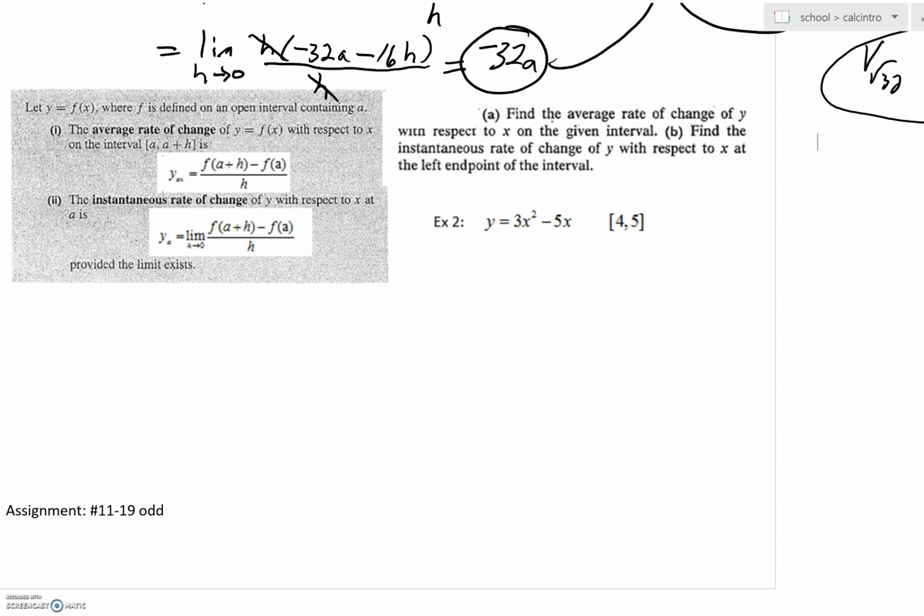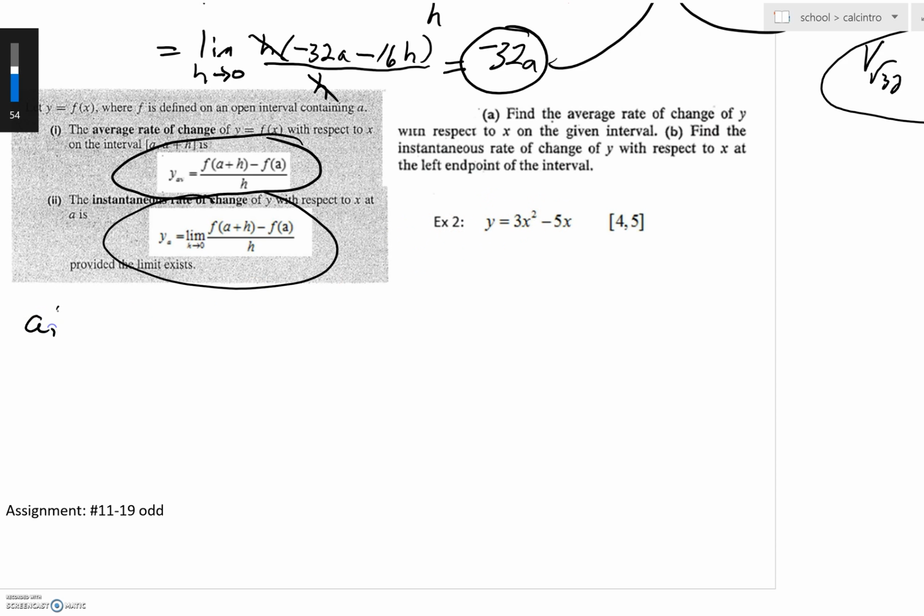Let's very quickly just continue on here. The average rate of change was the secant line slope that we have here. Instantaneous rate of change has this limit. So let's see if we can punch this out right here. It says, find the average rate of change of y with respect to x on this given interval. And you look at example 2 right here, you think, man, this just looks strange. I think a lot of kids don't like this alternate form as much.